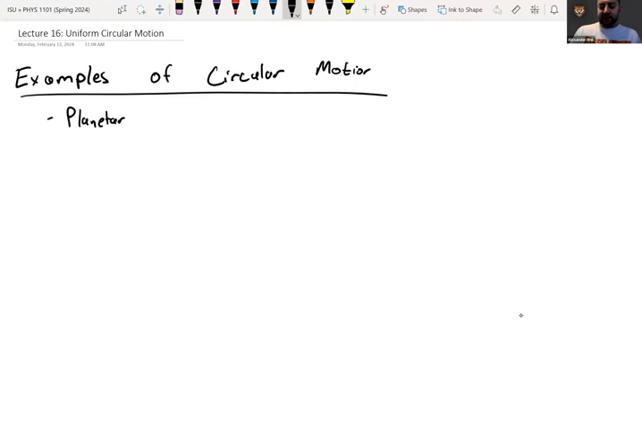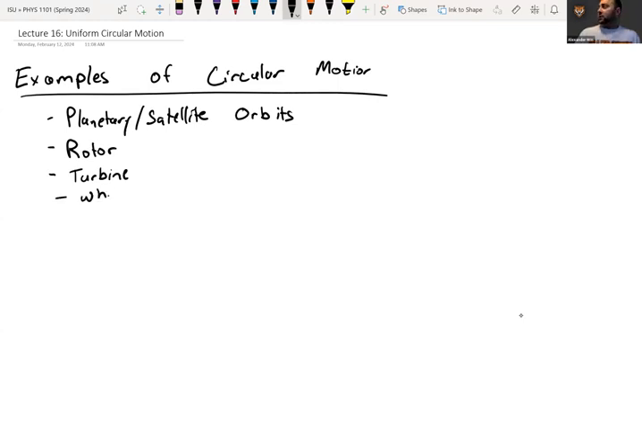Planetary or satellite orbits. These are probably some of the most common situations where uniform circular motion is going to get used. Uniform circular motion is not quite adequate to describe these systems, but it does give you a pretty reasonable place to start. Anything like a rotor, like a helicopter rotor, or any kind of tool that's moving in circles. Things like a turbine or a wheel, maybe. Kind of anything like that.